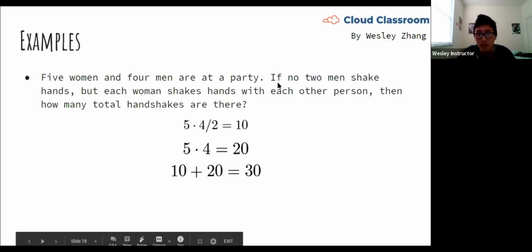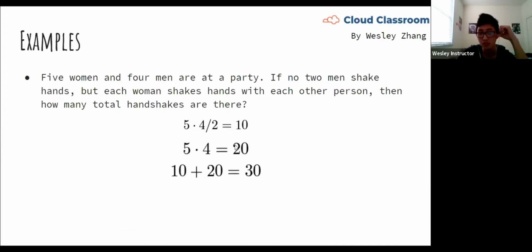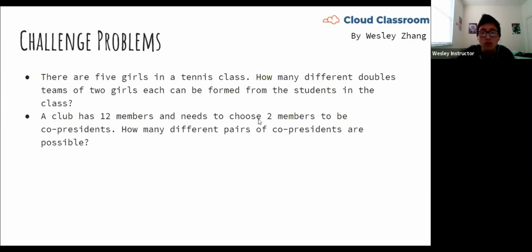And then no men shake hands with each other. So we find how many times each woman shakes hands with each man. So there are 5 women. Each woman shakes hands with the 4 men, and we get 20 times. And then we just add these up. So 10 plus 20 equals 30. So there are 30 handshakes total. All right, we're gonna skip these.